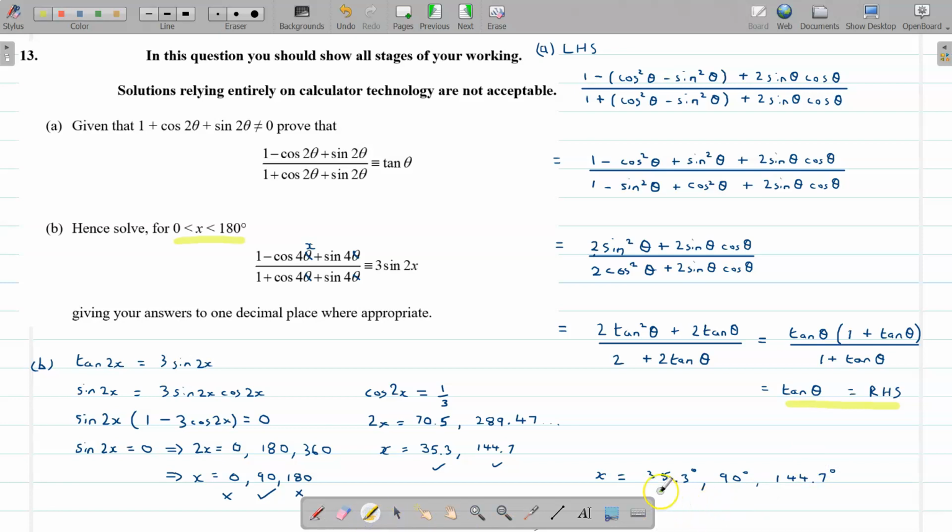Okay, so quite a lot of work to do, and there often is a lot of work to do on these trig questions. Next question.